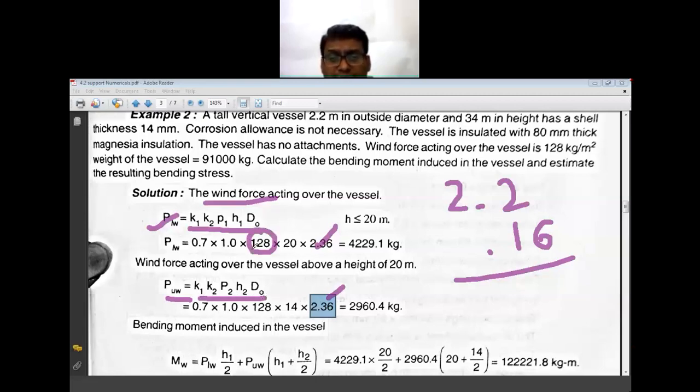2.2 plus 0.16, so that will become 2.36. So this is 2.2 meter plus 80 millimeter into 2, that is 0.16 meter. So that will make the 2.36.